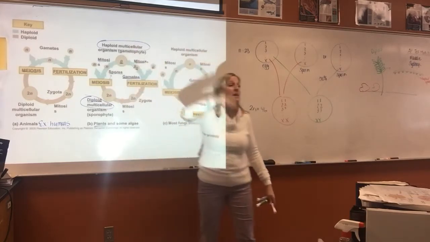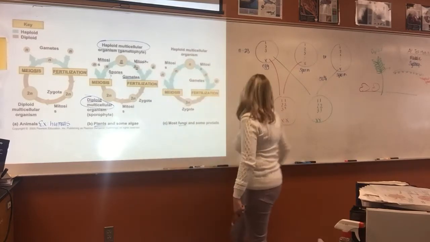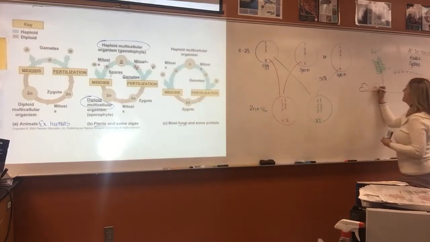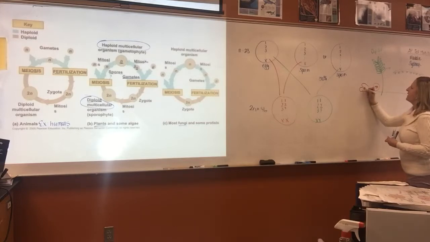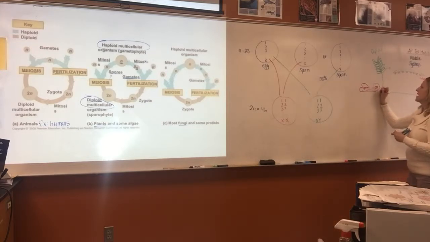Why is it called a gametophyte? It makes gametes. So this is already haploid. Cells in this leaf begin to divide by mitosis and make egg and sperm cells. This one can make egg cells, and this one can make sperm cells. Ferns usually grow in darker, shaded, damp areas, because they rely on water for fertilization. The sperm can swim and fertilize the egg.